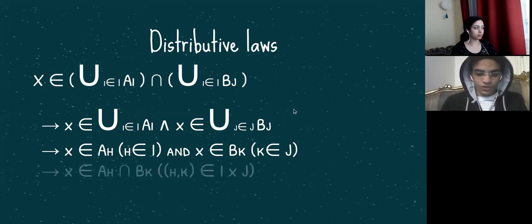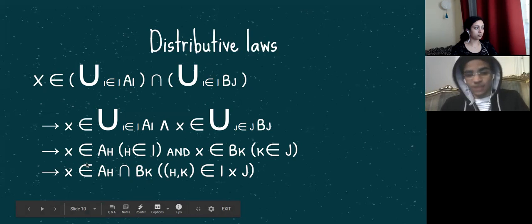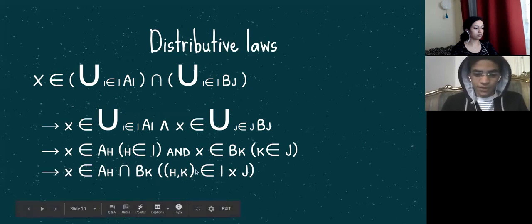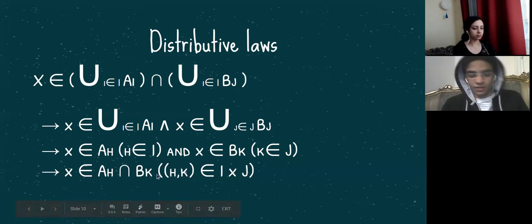Proceeding further, I can say that x belongs to A sub h intersection B sub k, because since x belongs to A sub h and x belongs to B sub k, then x must belong to the intersection. Now, this new thing where I say that the ordered pair (h, k) belongs to I cross J is just the same as saying that h belongs to I and that k belongs to J. So I did not change any of the conditions that I started with. I started with the condition that h belongs to I and k belongs to J, and here I have the same thing. If I have the ordered pair (h, k) belonging to I cross J, then h belongs to I and k belongs to J. That's just the definition of a Cartesian product, actually.